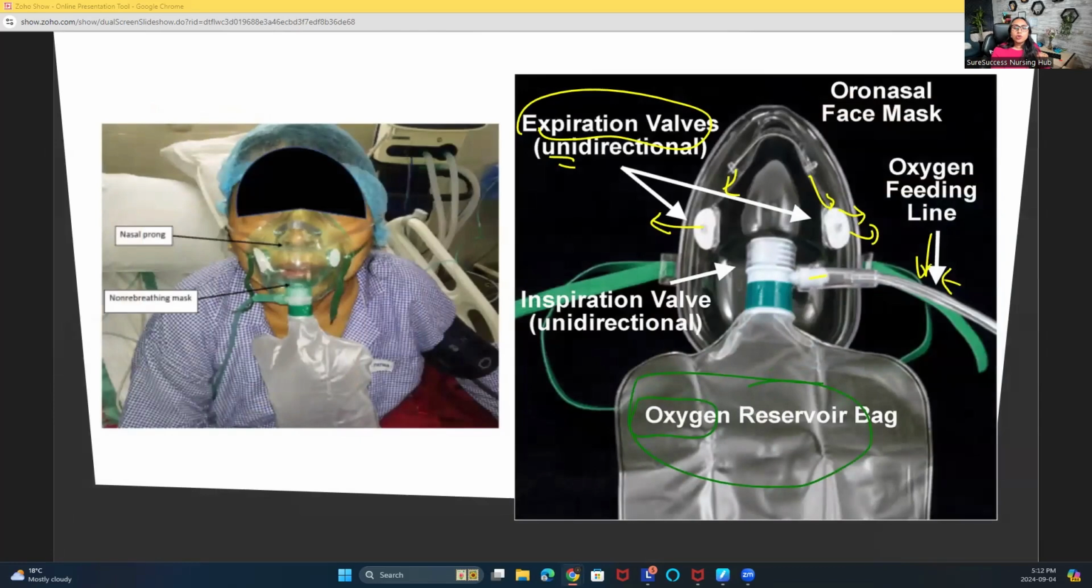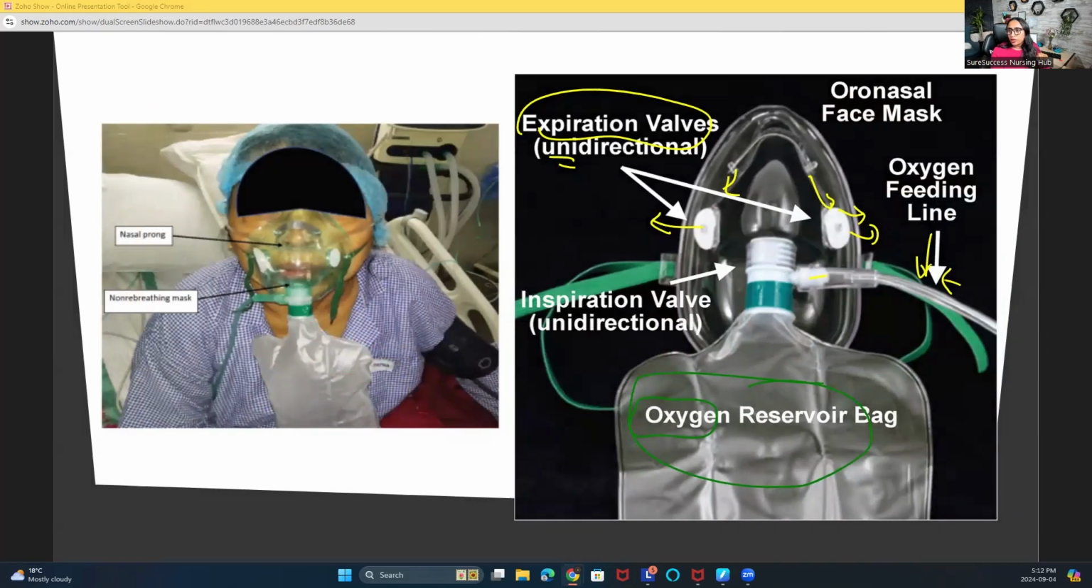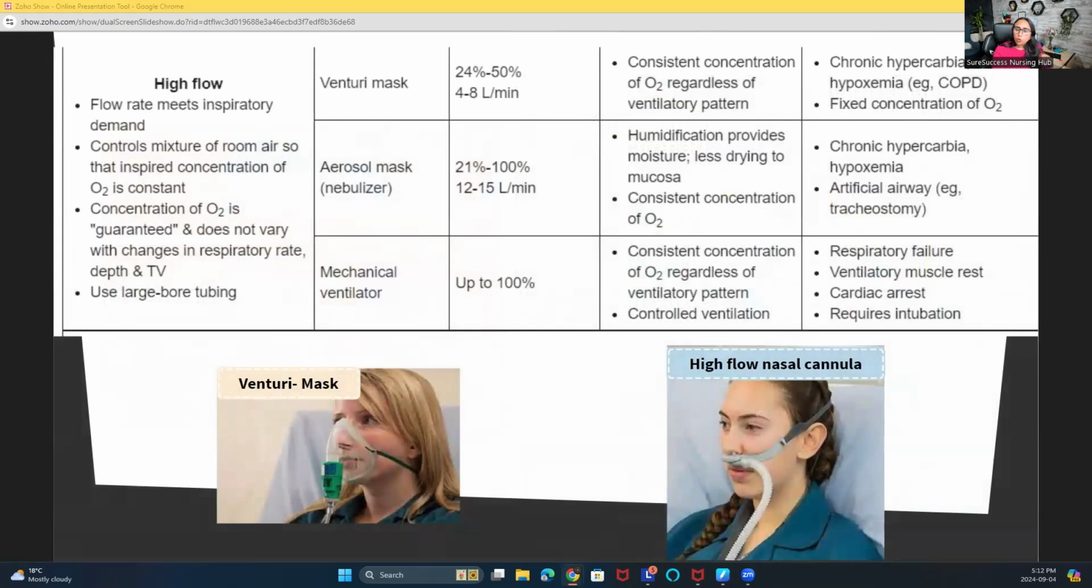So this one is the non-rebreather mask. You should know how to inflate this balloon. And then high flow, where we will control it, it is more than like 50, 20 to 50, 24 to 50, 21 to 100. It is up to 100% of oxygen flow liter we are going to give. Venturi mask or high flow nasal cannula. It is written high flow nasal cannula. Nebulizer is a high flow.